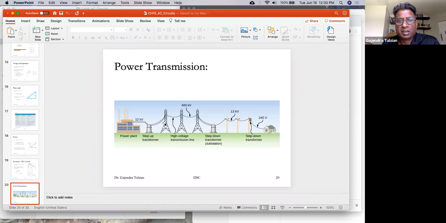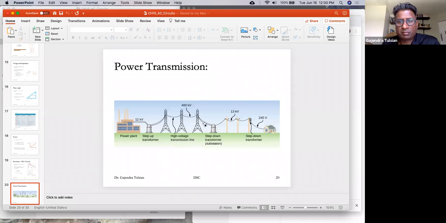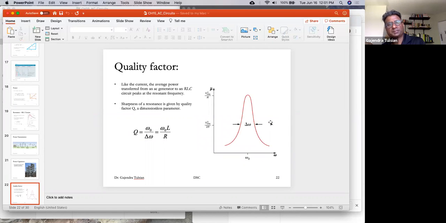So here's the power plant. The transmission lines have inductive reactances. They don't have any capacitive reactance, so they have inductive reactance. And so at the end, right outside the city, you put a bunch of capacitive reactances. So XL is canceled by XC, and then maximum power is delivered to the city. So here's the bank of capacitors. Power capacitors are used to balance the impedance of the effective inductance in transmission lines, and thereby maximum power can be delivered to the city.